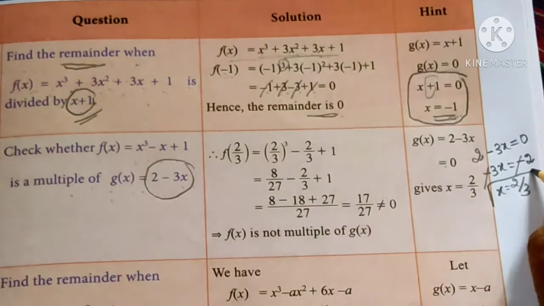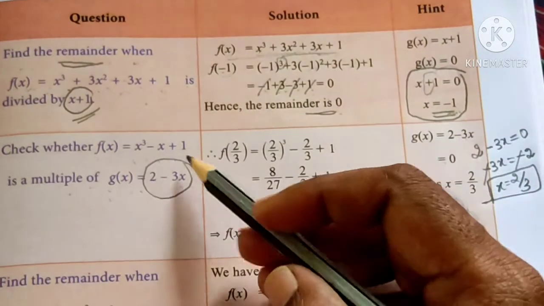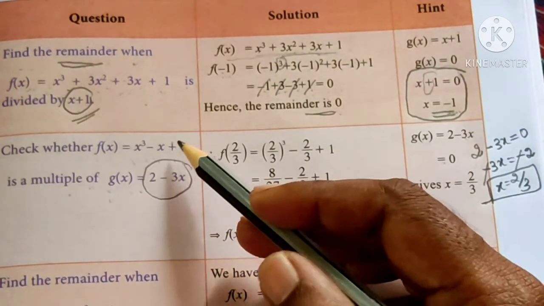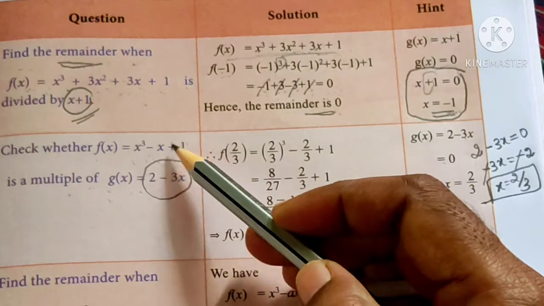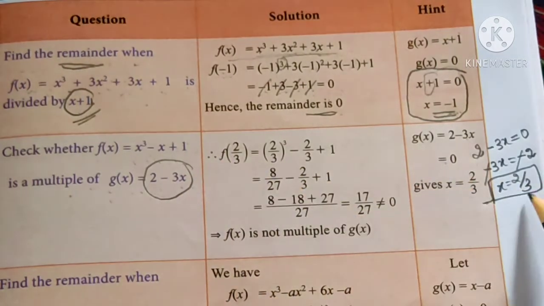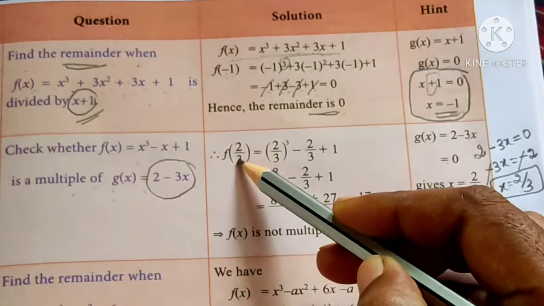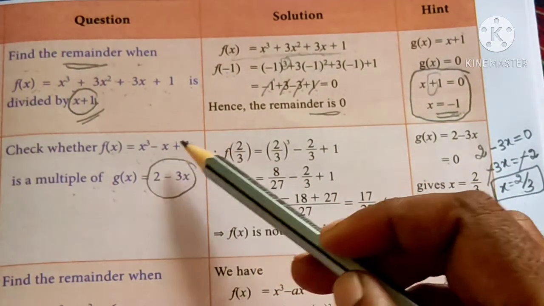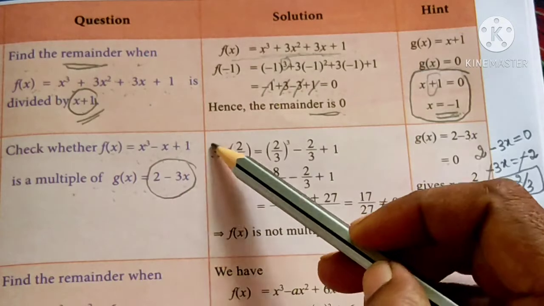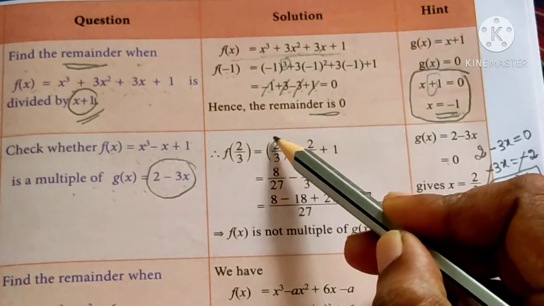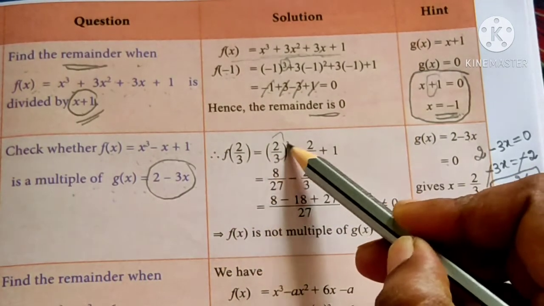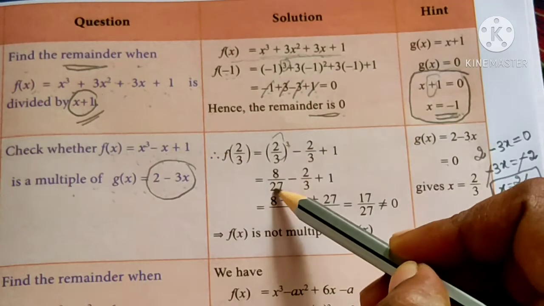So substitute x equal to 2 by 3 in the given polynomial. f of x is x cube minus x plus 1. f of 2 by 3 is obtained by substituting 2 by 3 in place of x. So f of 2 by 3 is equal to 2 by 3 the whole cube minus 2 by 3 plus 1. Then 2 by 3 the whole cube is 2 cube over 3 cube. 2 cube is 8 and 3 cube is 27.